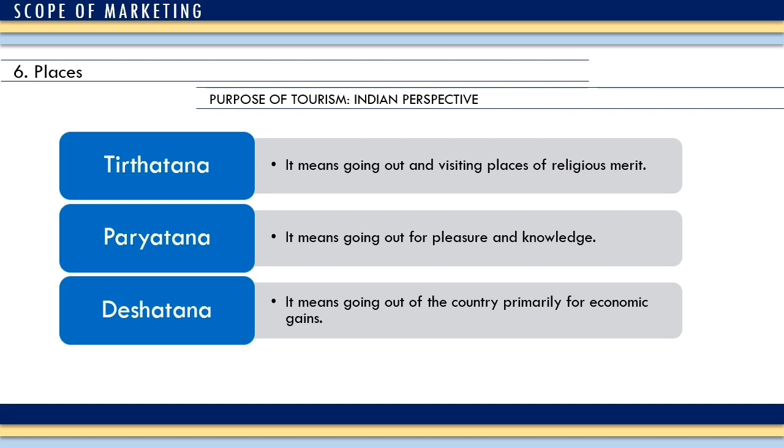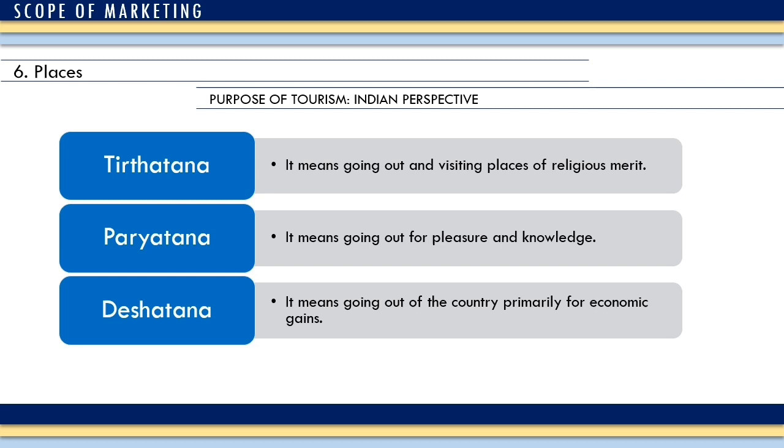The second is Paryatana. Now, Paryatana means tourism undertaken for the sake of leisure, entertainment, pleasure, and of course, you also travel places to seek knowledge because every place has its own culture, its own traditions, its own unique landscape, geographical conditions, climatic conditions that you want to study all this. So if you are taking up tourism for these reasons, for the sake of leisure, for the sake of knowledge, then it is called Paryatana. So this is also a very popular reason for visiting places.